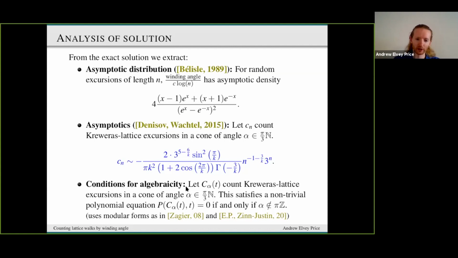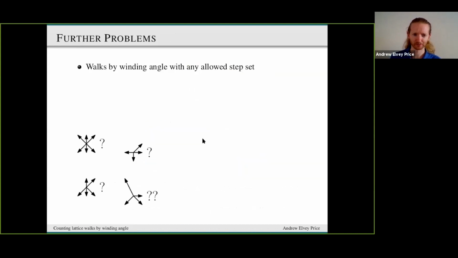And finally, we can get conditions under which the generating functions for walks in cones simplify. So in particular, for walks on the Kreweras lattice, the generating function for these walks is algebraic if and only if the opening angle is not a multiple of pi. And in the cases where it is a multiple of pi, the generating function here is D-finite, meaning that it satisfies a linear differential equation.